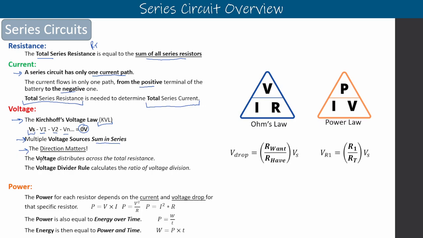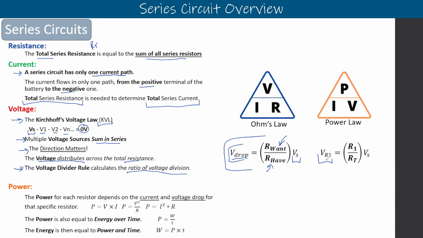The voltage also distributes across the total resistance, and that is using the voltage divider rule. It gives us a ratio of voltage division in our circuit. And so that's this over here. It uses Ohm's law and KVL to determine the voltage drop. So the voltage drop is going to be the specific resistor that you want to know the voltage across, and we'll put that same resistor on top as what we want to know the voltage drop across. On the bottom is what we have, that's our total resistance, and we multiply that by our total voltage source. So here's an example of that applied.